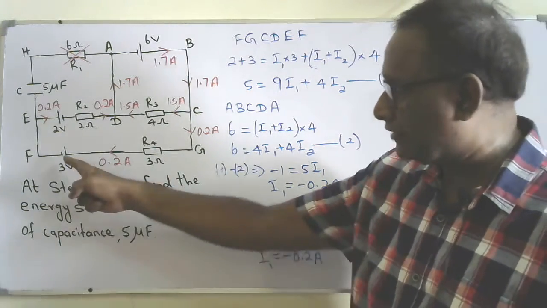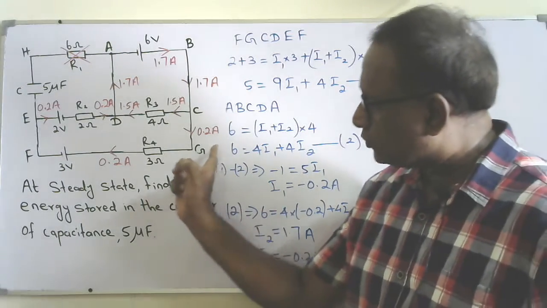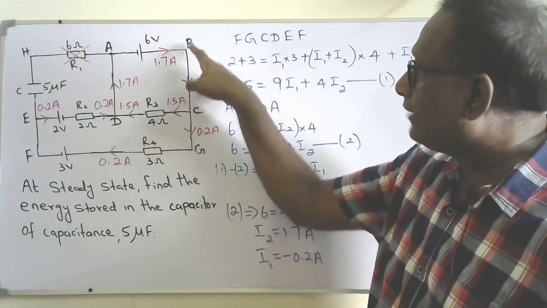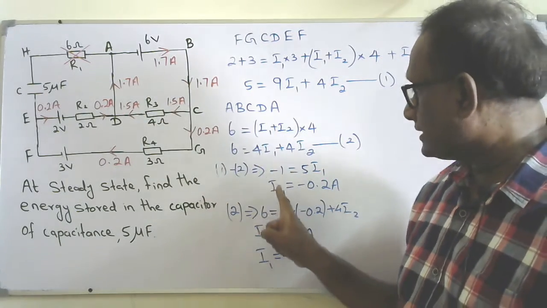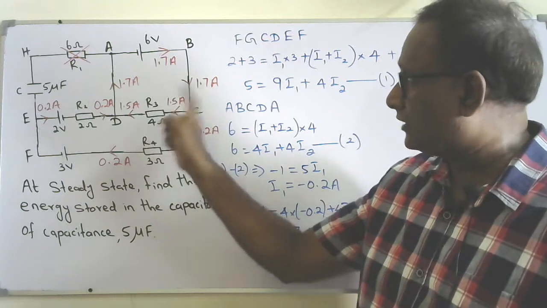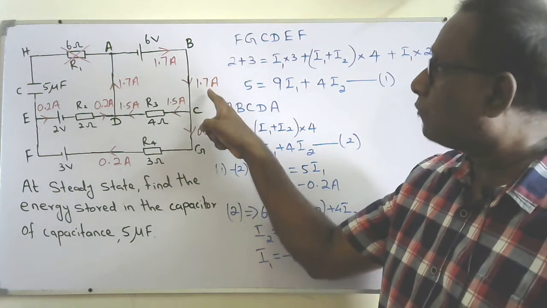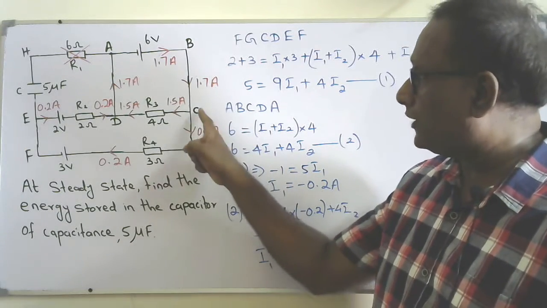Earlier, I marked I1 in this direction. I know I1 is a negative value, so I1 should be in this direction, which is 0.2 ampere. Here I marked I1 plus I2. Here I marked I2, so I2 is 1.7. But here I marked I1 plus I2: I1 is minus 0.2 and I2 is 1.7, so there will be 1.7 minus 0.2, which is 1.5.